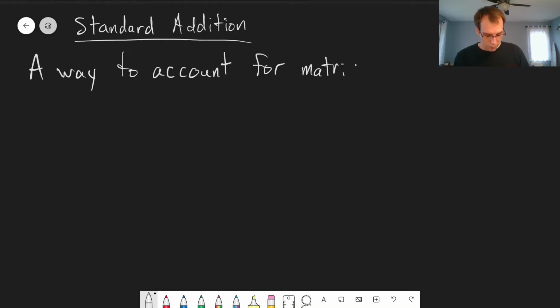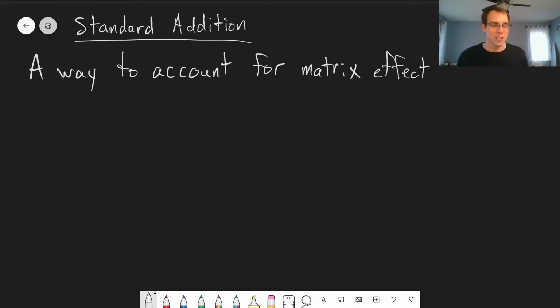Now, one way to account for the matrix effect is if we could prepare samples that were the exact same as the groundwater in the lab, then we could create standards and do a typical calibration curve. But something like groundwater is not consistent, right? It's a complex matrix, and we can't easily reproduce it in the lab. Things are dissolved into groundwater from the rocks around it, and we'd have to measure everything that's present in it and recreate that, which is difficult.